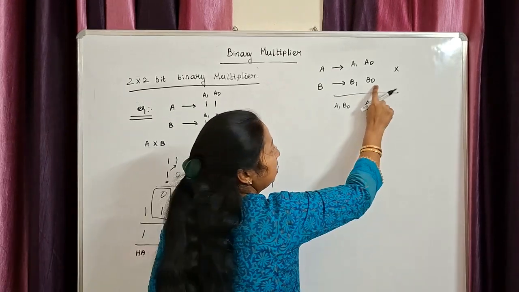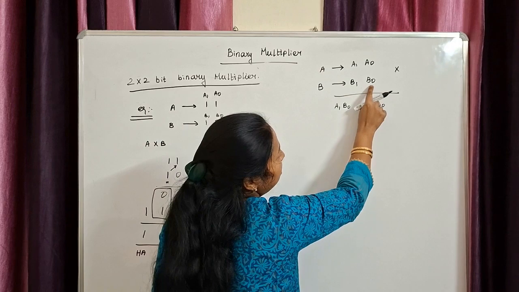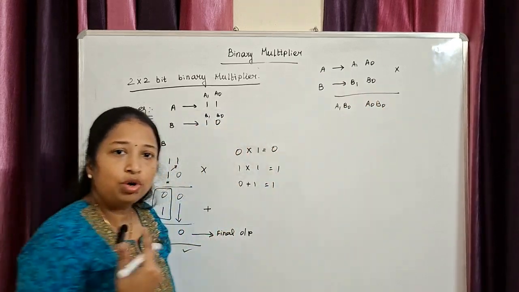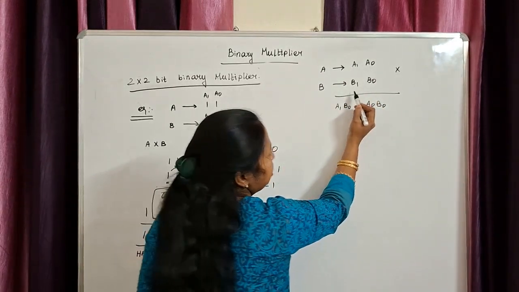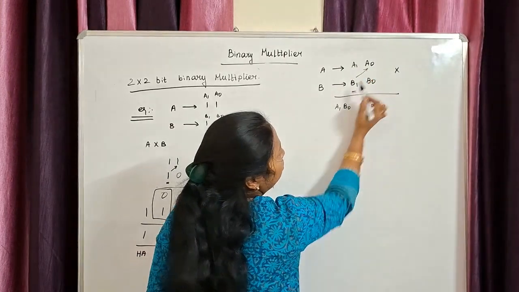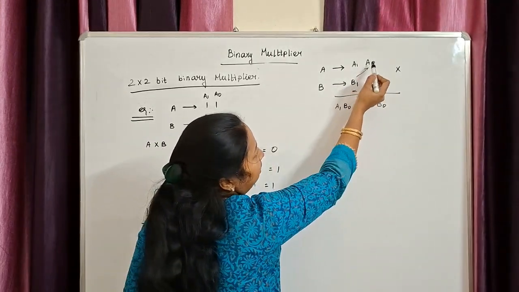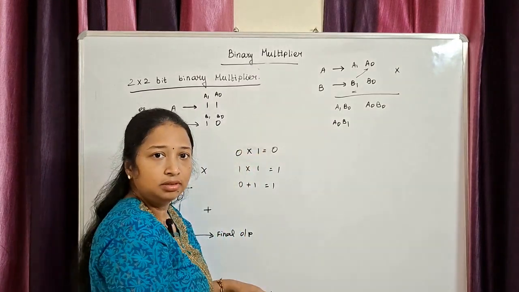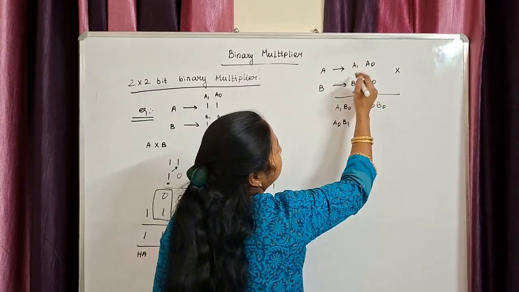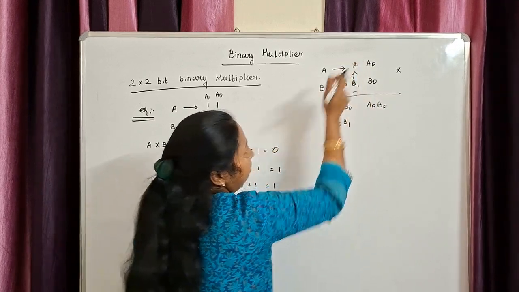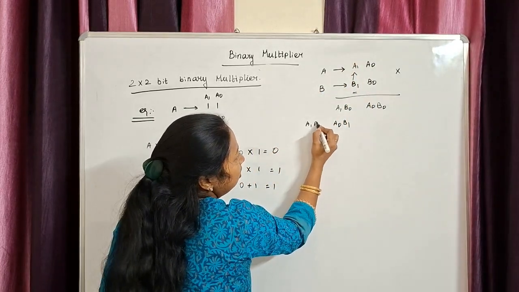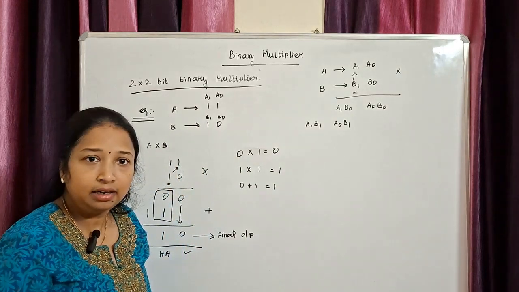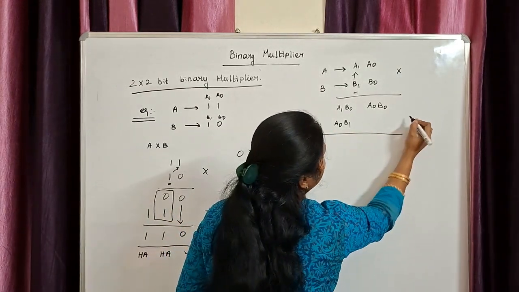Now, we have done a multiplication of B0 with A0 here, and B0 with A1. What is the next step? You have to take the next bit, and in a similar way, we have to do the multiplication. So, B1 with A0. Do the multiplication A0, B1. Now, after doing this, what is the next step? Do the multiplication of B1 with A1. So, this is A1, B1. Right? Now, do the addition.